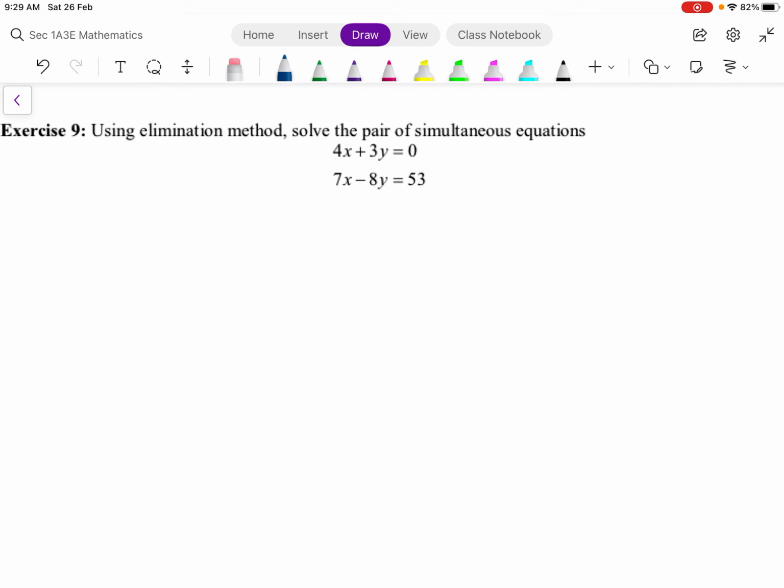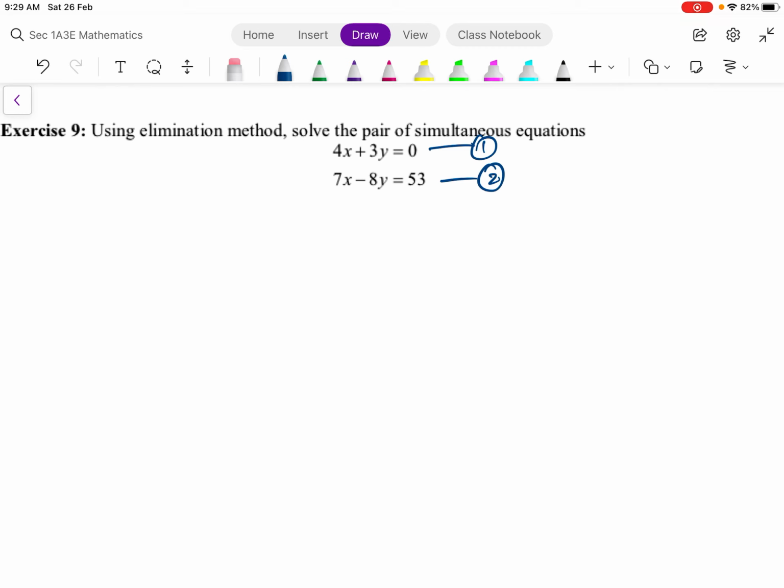Now, exercise 9, again simultaneous equation. Pause the video, give it a try. At least think through what you would like to do in order to obtain the same coefficient of either x or y. So after you have thought through, make sure you have your equations labeled as 1 and 2 first.